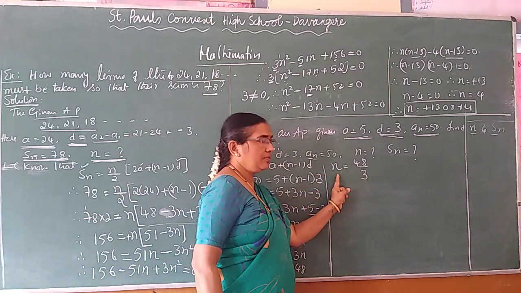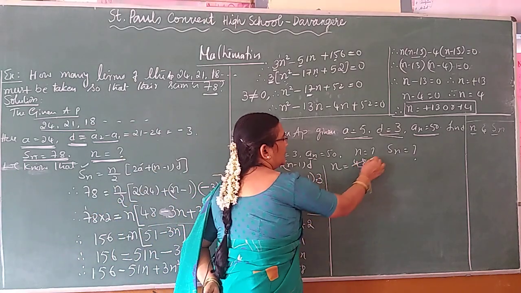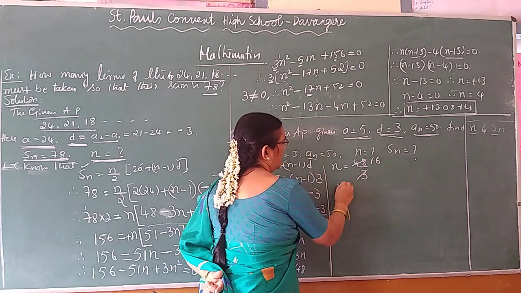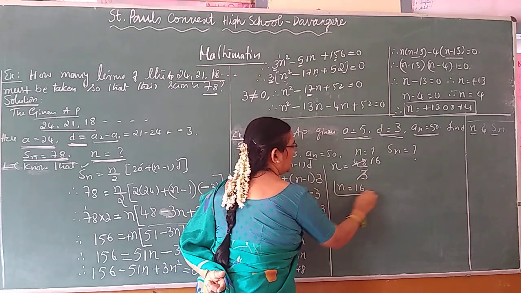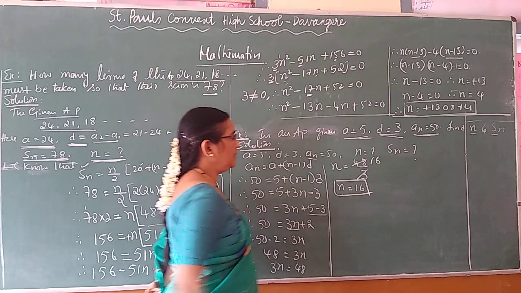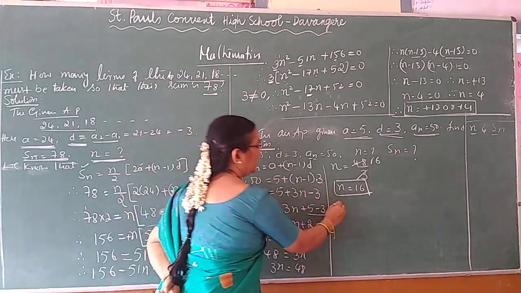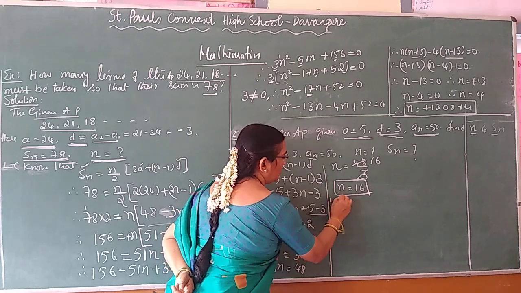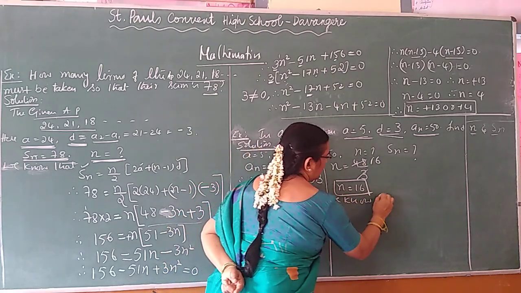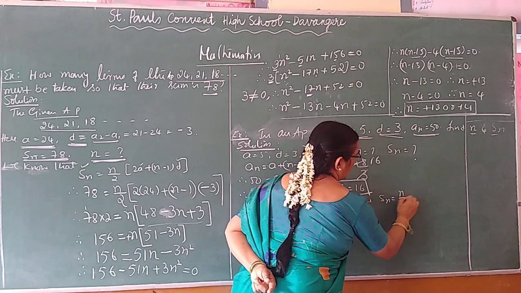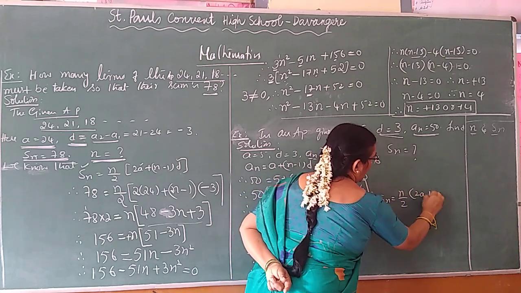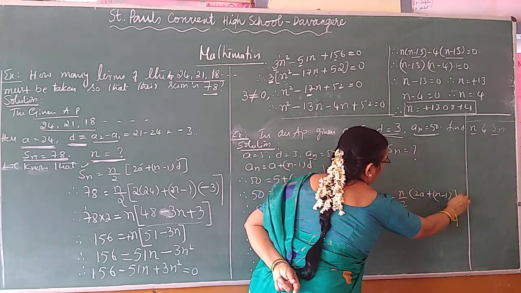Here we can find the value of n, that is 3 1s are 3, 6s are 18. Therefore, n is equal to how much? 16. So, by knowing the value of n, can we find Sn? What is our formula? We know that we have to consider the formula Sn is equal to n by 2 into 2a plus n minus 1 into d.